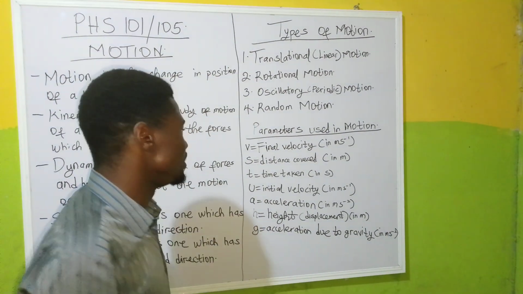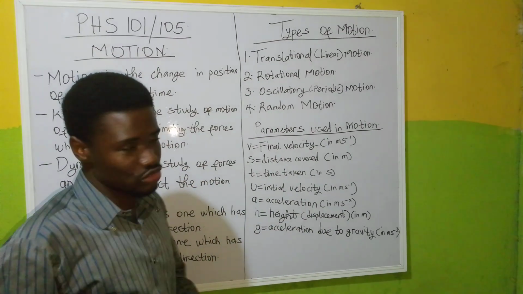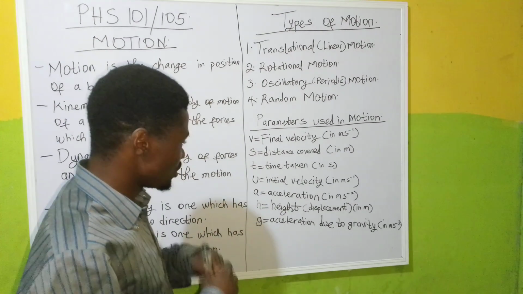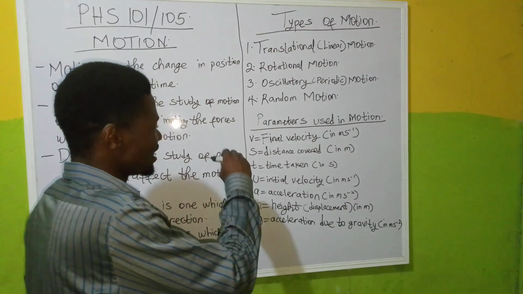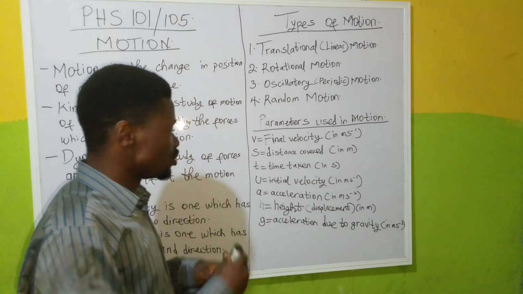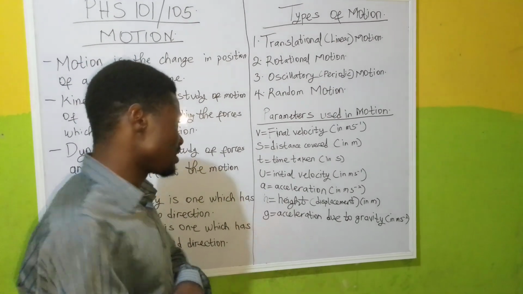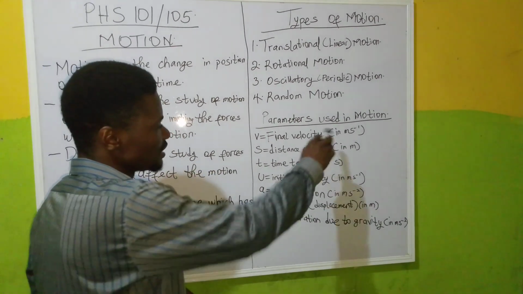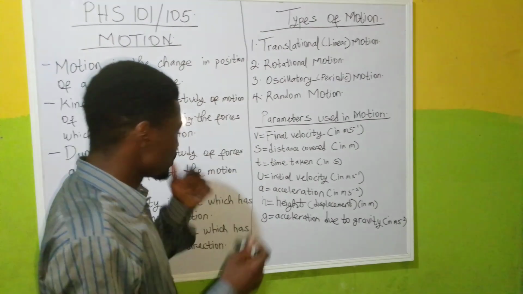So now we'll move on to the parameters used in motion. We have different parameters used in motion. The first one we're looking at is v, which is usually used to denote final velocity of an object. Its unit is meter per second. Then the next one is the distance covered.